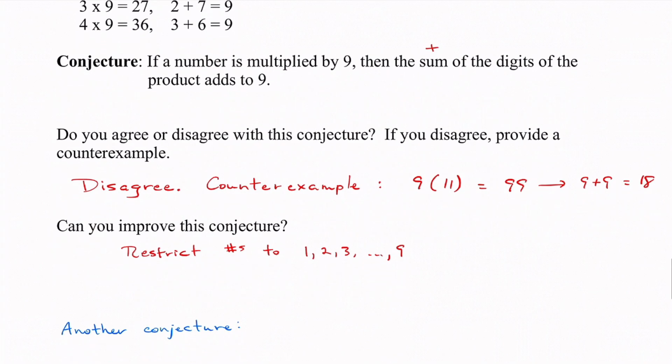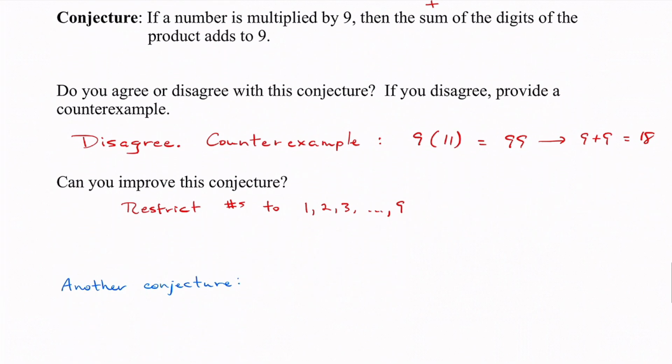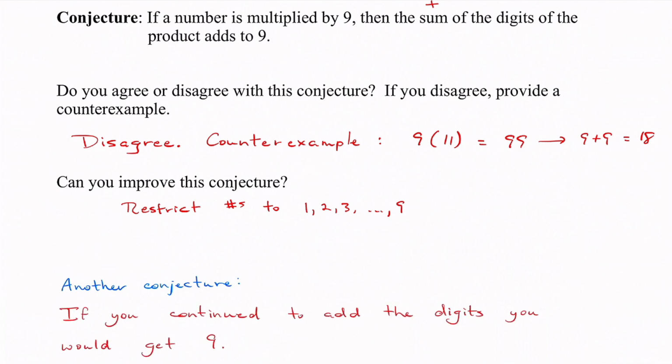Lastly here for this one, we're going to do another conjecture that you could have for this. So what you could say is if you maybe kept adding the digits that you kept getting, like in this one we had 1 and 8 at the very end right here. So if I added those again, then I would have got 9. So you could maybe add on to this conjecture, if you continued to add the digits, you would get 9. So that was our last example.